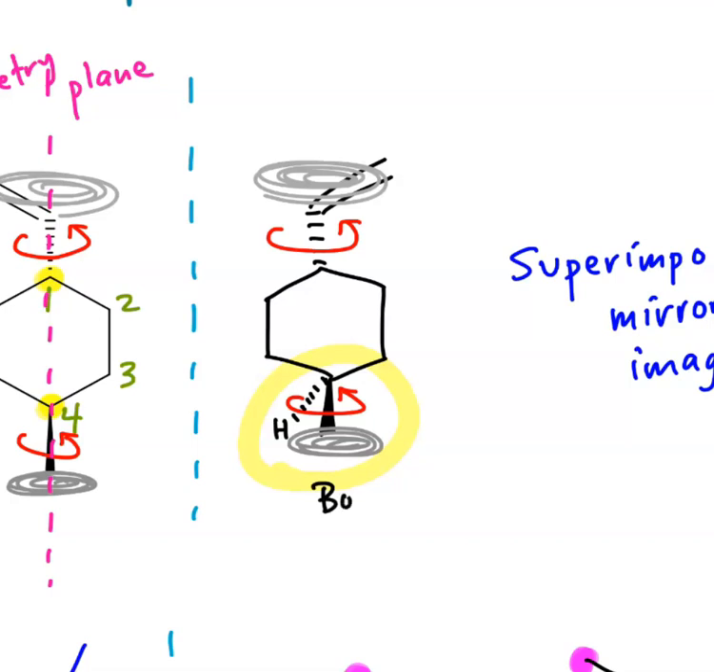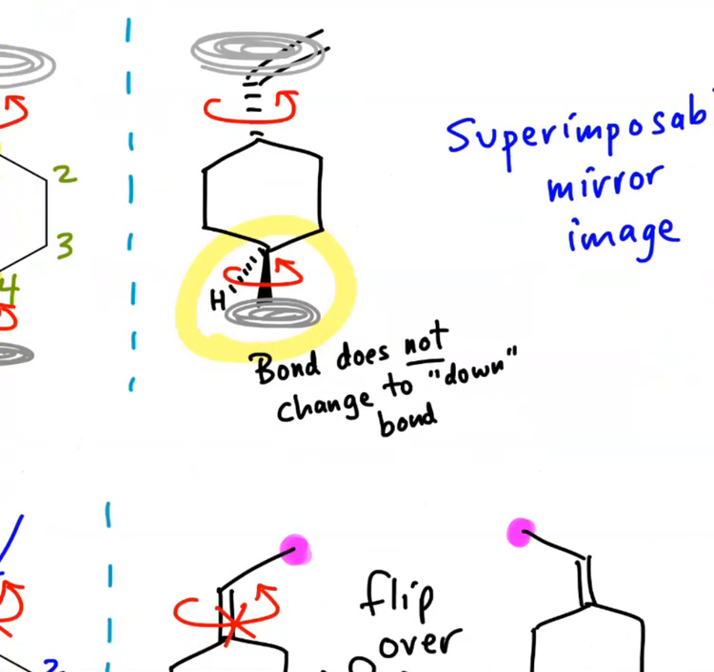So the bond does not change to a down bond because of that rotation. Make a model of this. Make a model of a cyclohexane, put a group on it, make the group come out from your perspective, and then rotate around that bond to prove to yourself that the rotation around the bond does not change the orientation of the bond from up to down or vice versa.